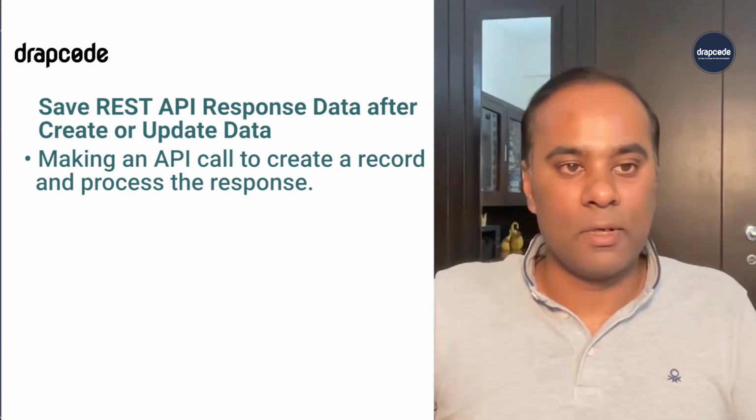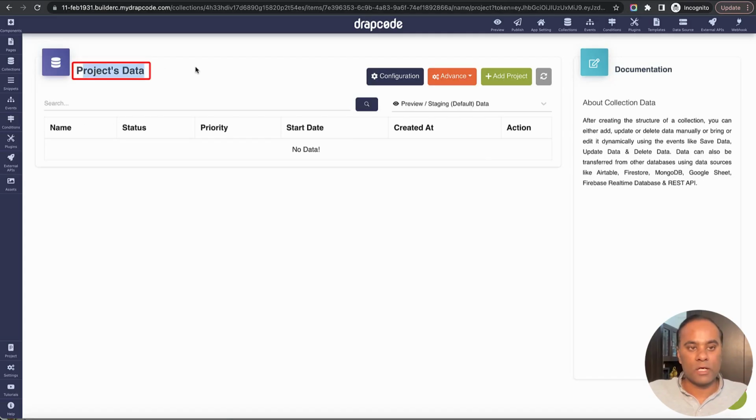Let's try an example. I have a collection called project. Let's say I want to implement a flow. When someone creates a project, I want to push this data to Zeno, and whatever response Zeno is returning, I want to store it back in my collection. So let's see how that can be done here in PrepCode.